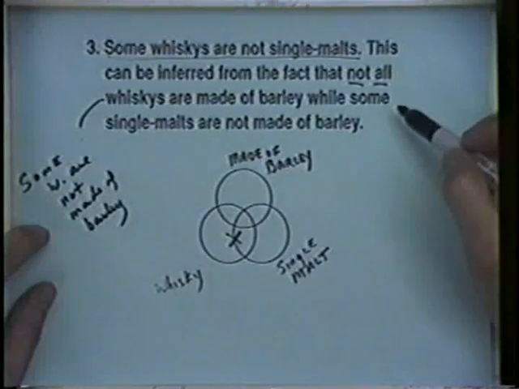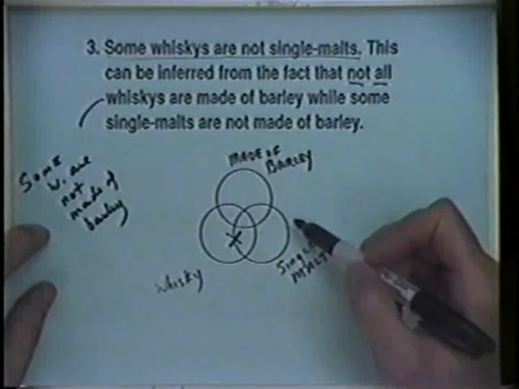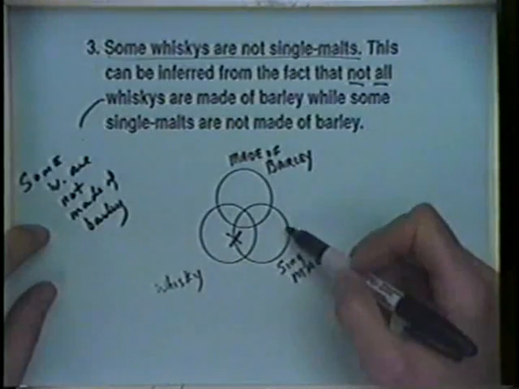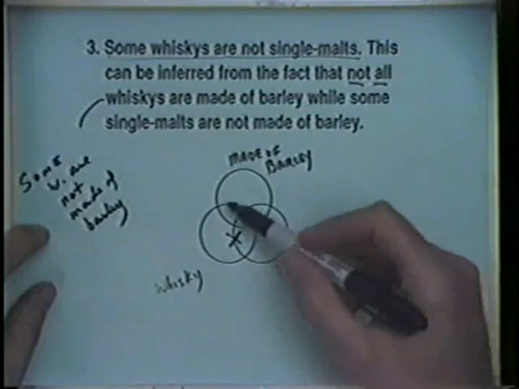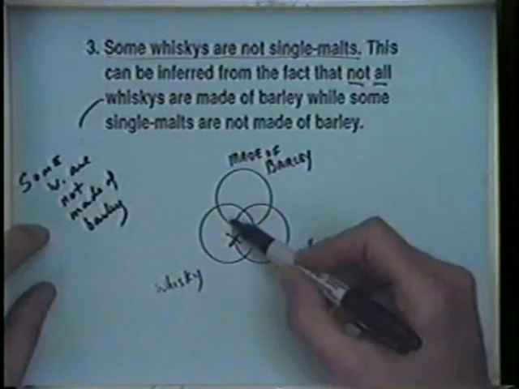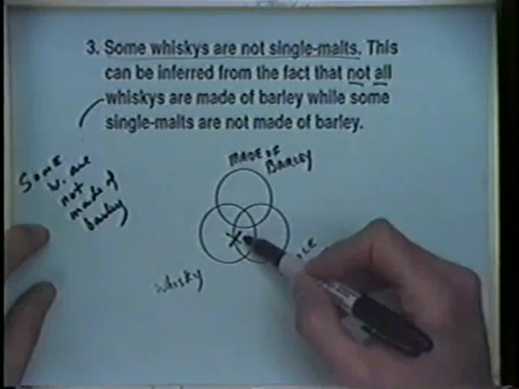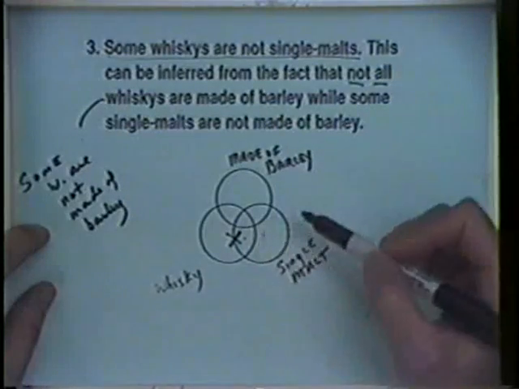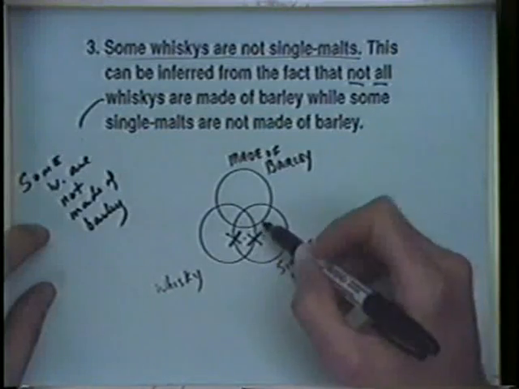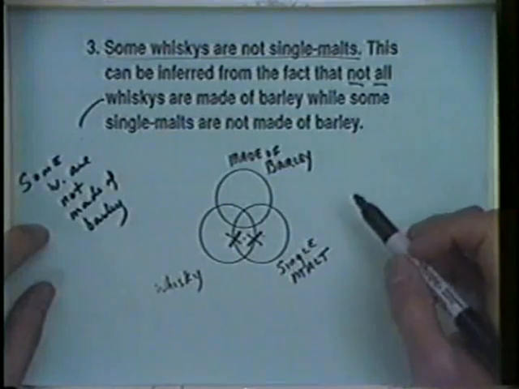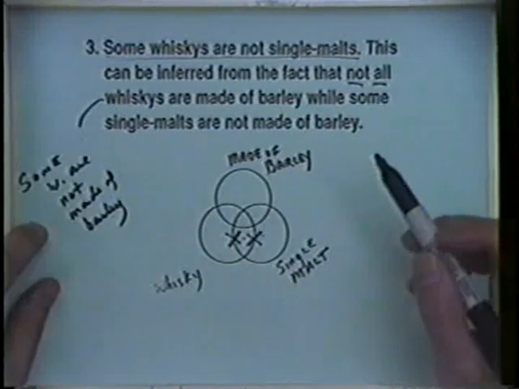Now the second premise, some single malts are not made of barley. That's the same type of sentence, an O sentence. So we're going to have a similar diagram. Some single malts are not in the made of barley area. Well, they have to be down here then, but they can either be in this area or in this area, and the premise doesn't make it clear. Once again, we put the X right on the intersecting line to indicate that the X could either be in this area or that area.